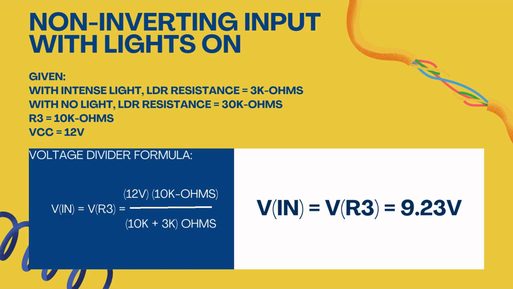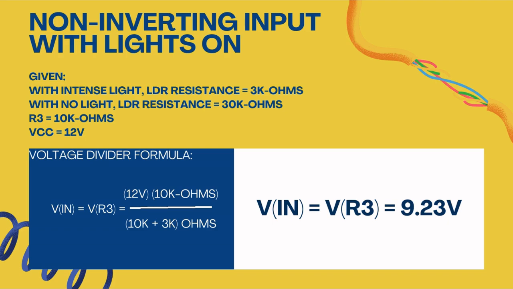When there is intense light, the LDR has a resistance of 3 kilo ohms. When there is no light, the LDR has a resistance of 30 kilo ohms. Then, we also fixed the value of R3 to 10 kilo ohms to simplify the process. With these values set in place, first we have the value of the non-inverting input with the lights on.